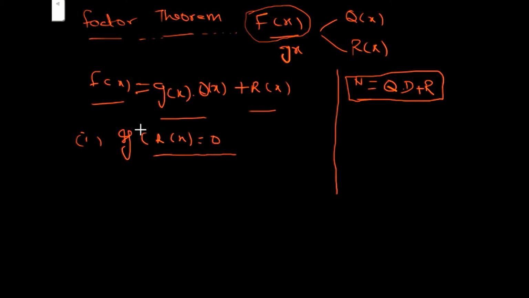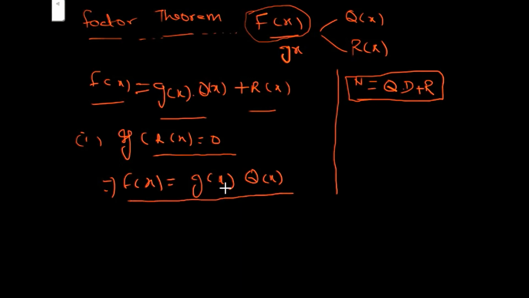If the remainder polynomial is 0, this implies f(x) can be written as g(x) multiplied by q(x). From this statement, we can clearly see that g(x) and q(x) are factors of this original polynomial f(x). So we have factorized this f(x) into g(x) and q(x), two more polynomials. This occurs when the remainder is 0. That is, when we divide any polynomial by any of its factors, the remainder will be equal to 0.